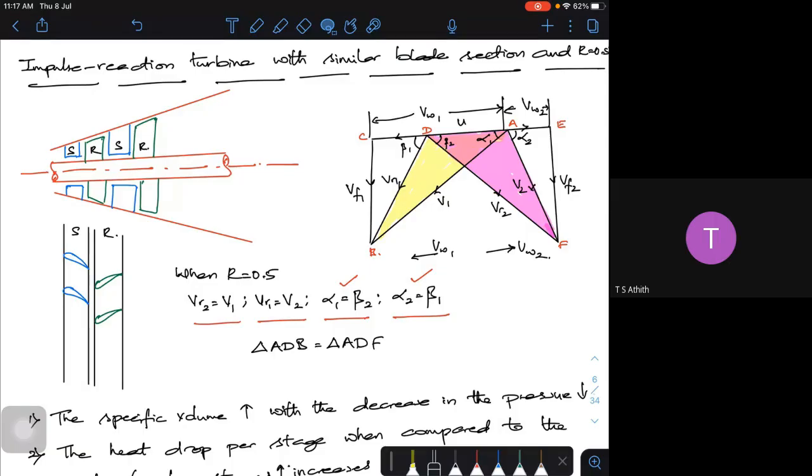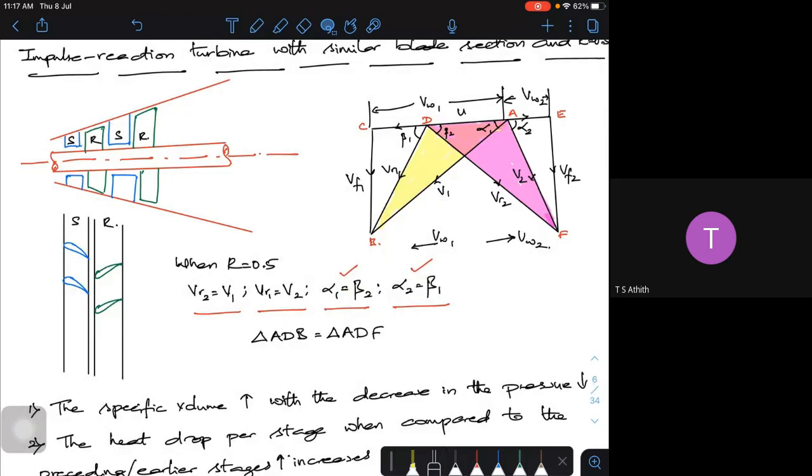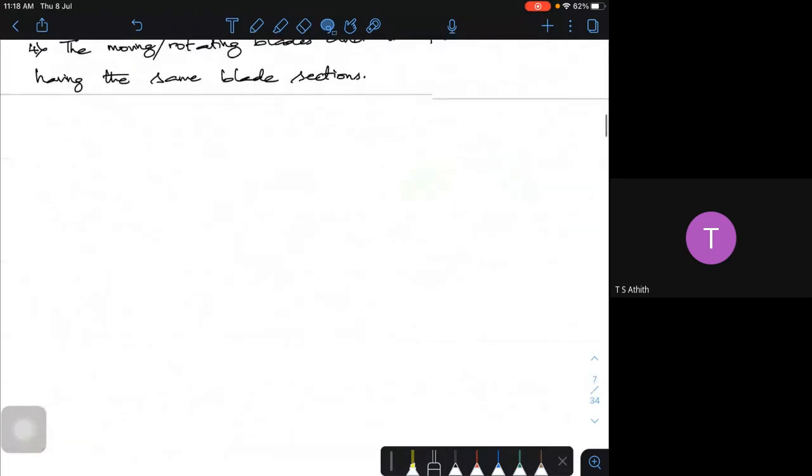Okay, fine. So, we were discussing the impulse reaction turbine with a similar blade cross section. That means this is a Parsons turbine with R equal to 0.5, and I have given all the conditions. Now, moving further, we'll try to obtain the expression for the gross stage efficiency and the optimal value of your speed ratio.